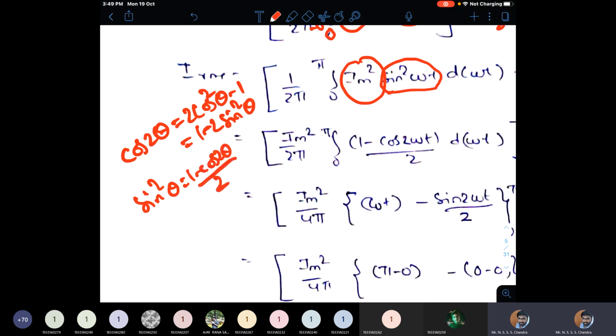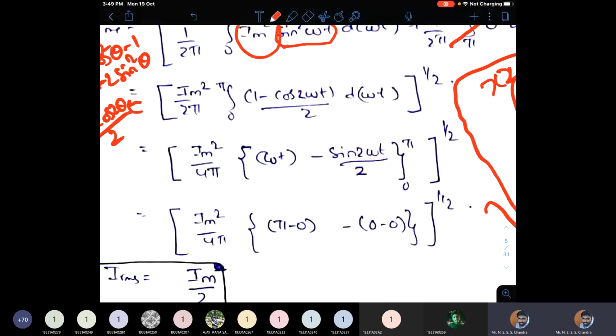The same thing I am replacing here. I am taking this Im square, which is a constant, outside the integral, and inside I have sin square omega t. Instead of sin square, I am rewriting it as 1 minus cos 2 omega t by 2. This 2 is because I am getting cos 2 theta. Now I have two terms: 1 by 2 is one term and cos 2 omega t is another term. So I do the integral of each, starting with d omega t.